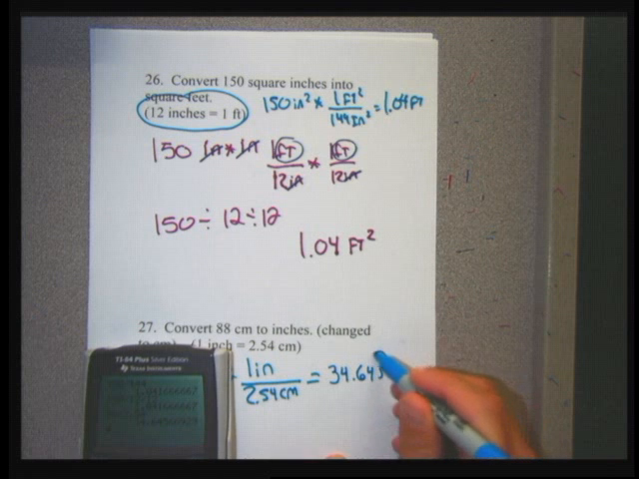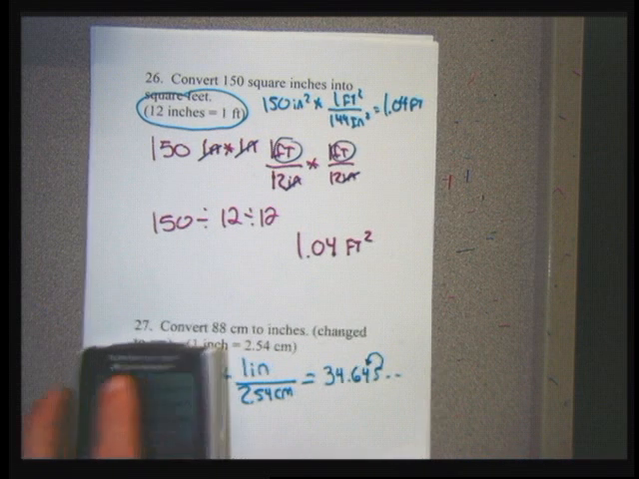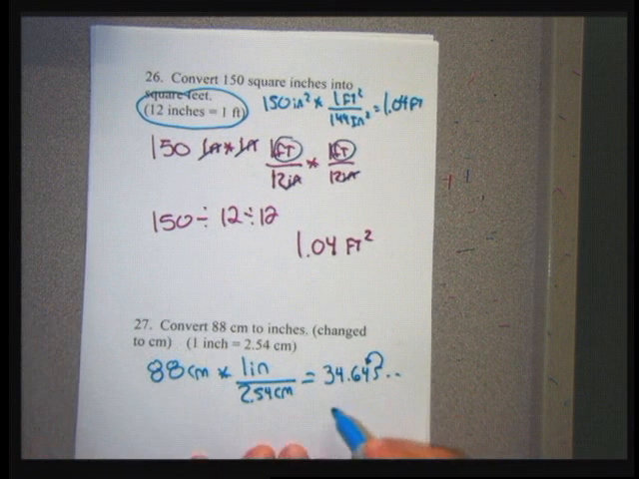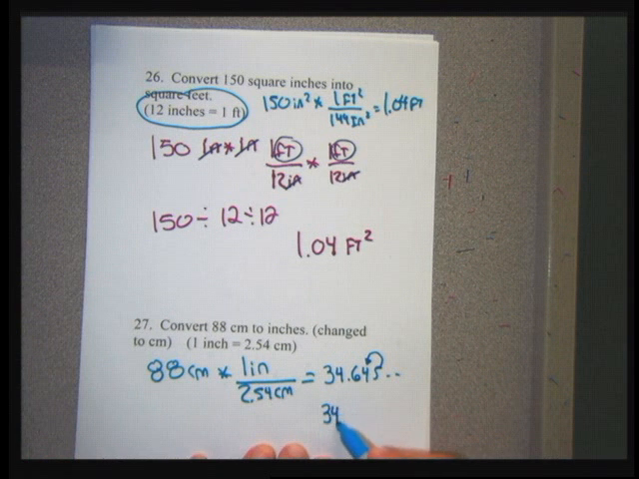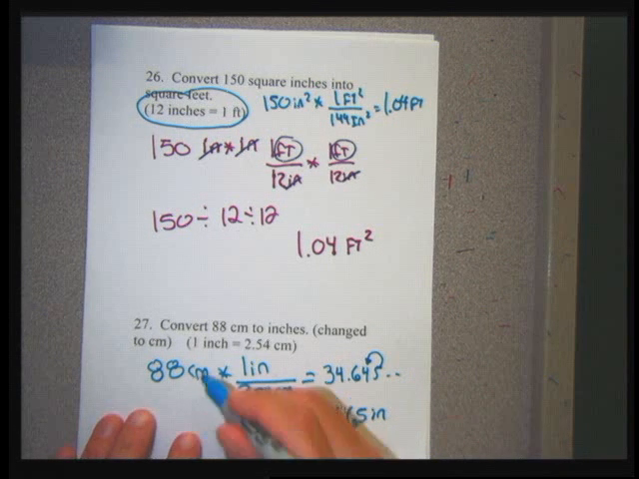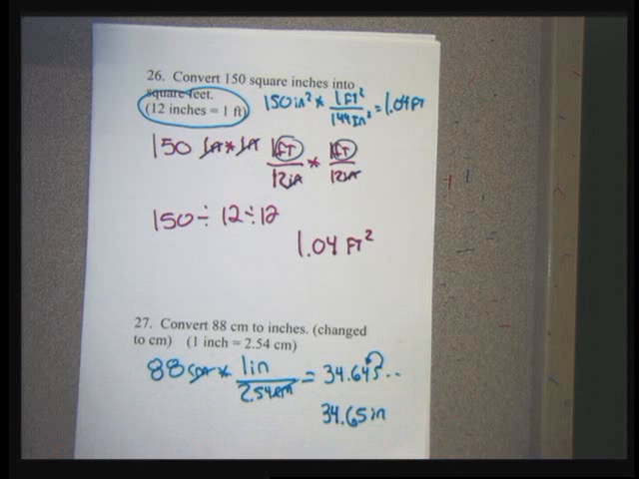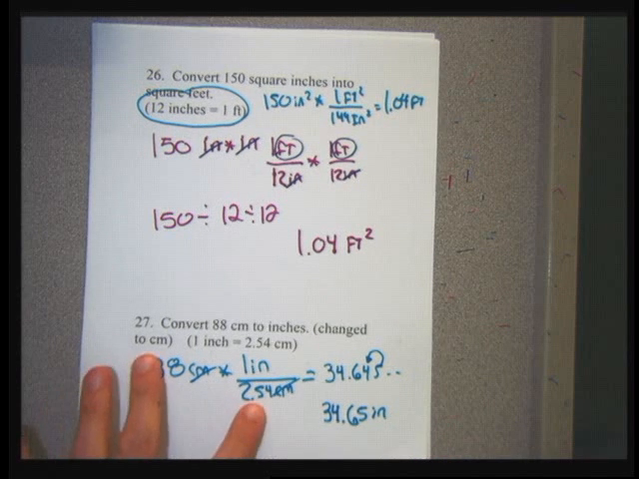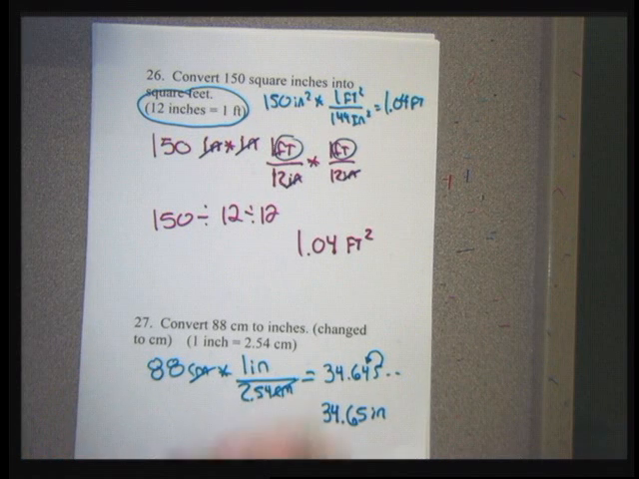This 5 causes me to round that 4 up to a 5, and my units are going to be inches. So for 27, the new version of 27, it's going to be 34.65 inches. It's not square inches, it's just plain inches. Here, the units, centimeters cancel, I'm left with inches. I had to divide because the 2.54 was down low.